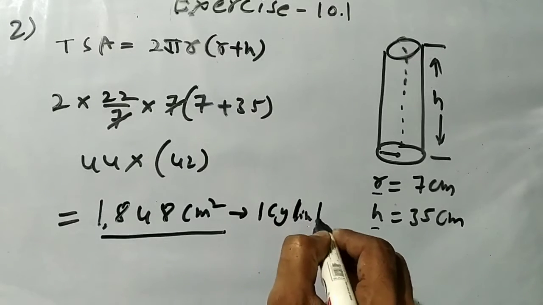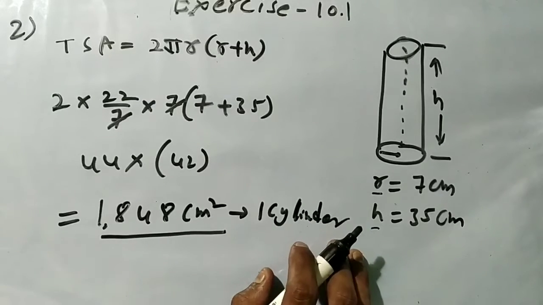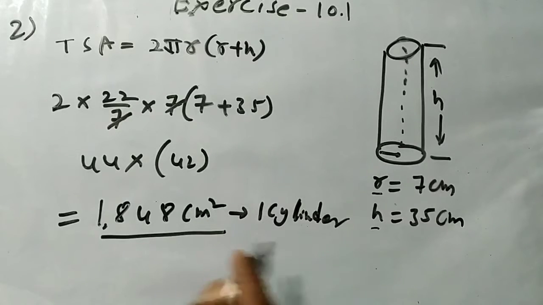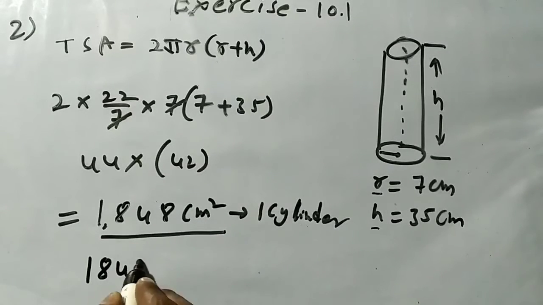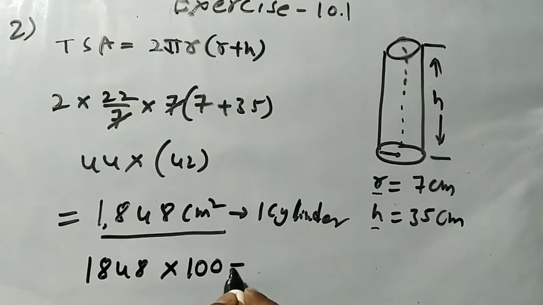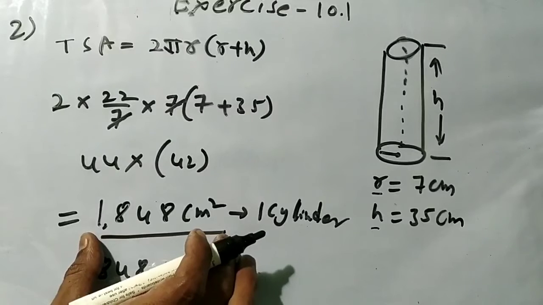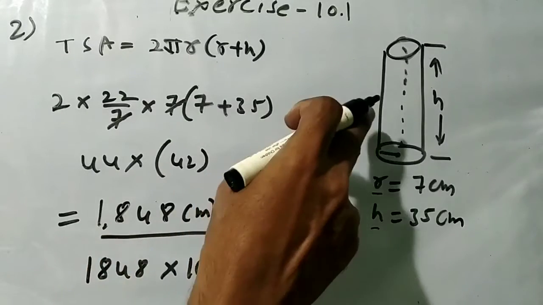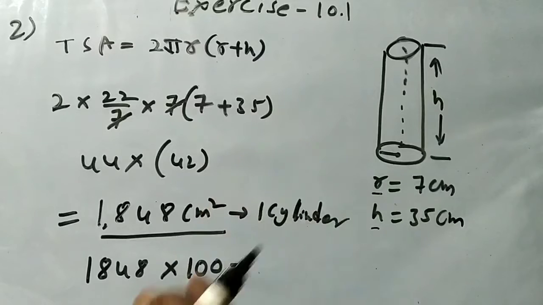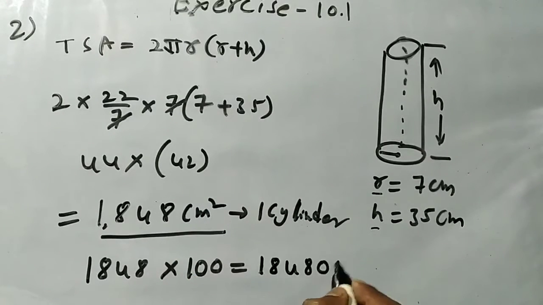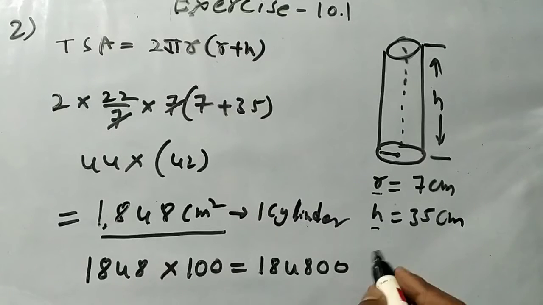This is the value for only one cylinder. We have to calculate for 100 cylinders, so just multiply with 100. The one cylinder is 1848, into 100 cylinders we need. This is the surface area, the material required for only one cylinder. We have to calculate for 100, so just multiply with 100. So 1848 into 100 is 1,84,800. This is the value in centimeter square.